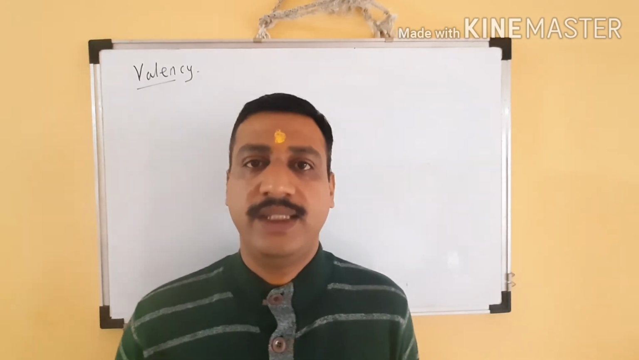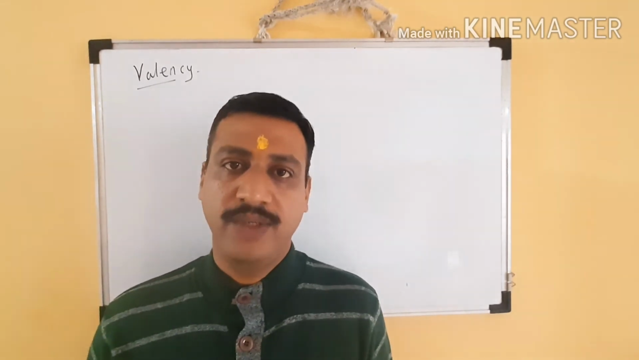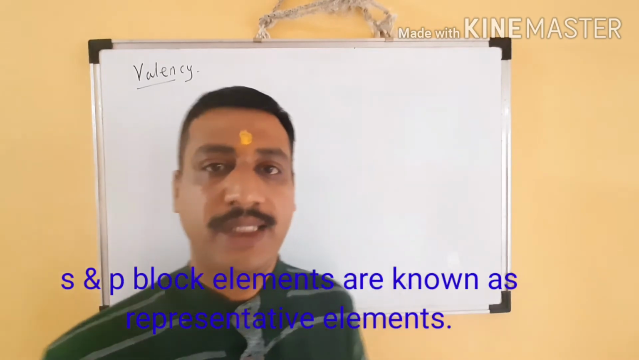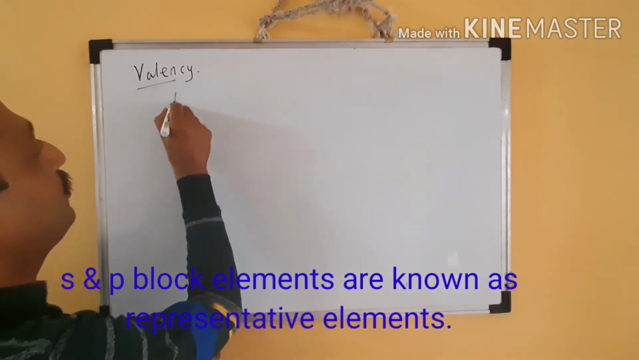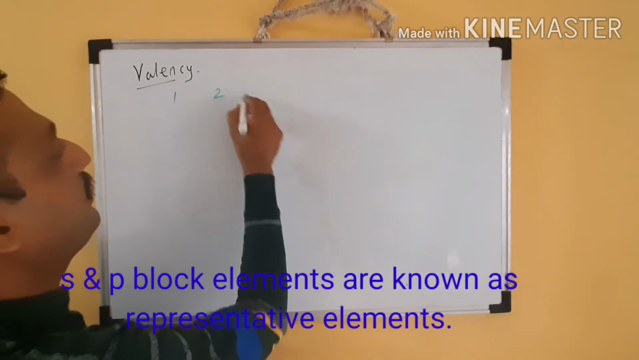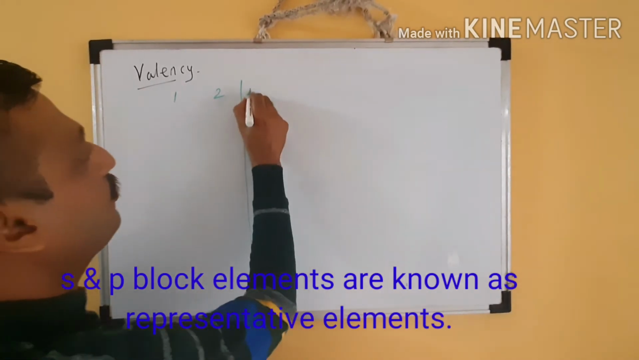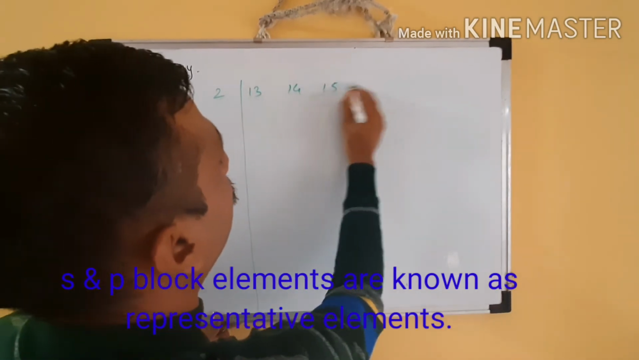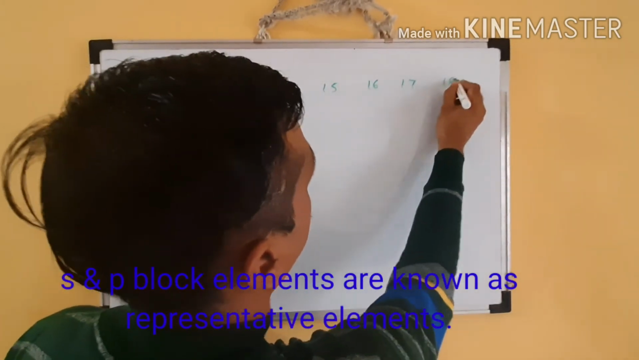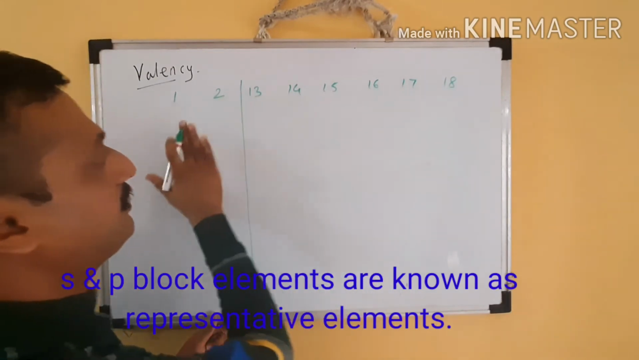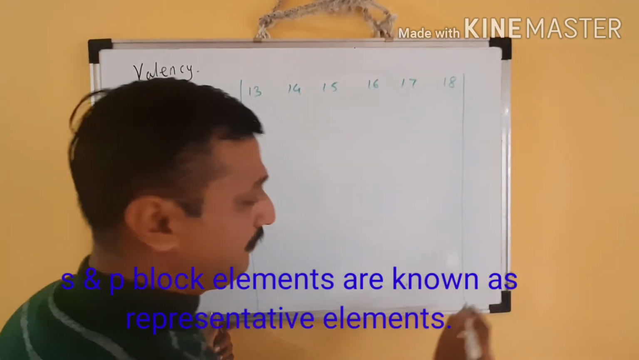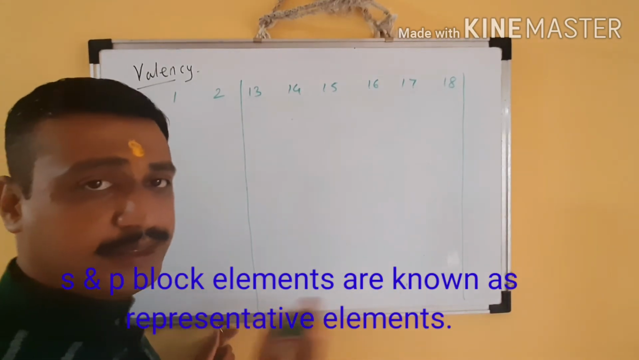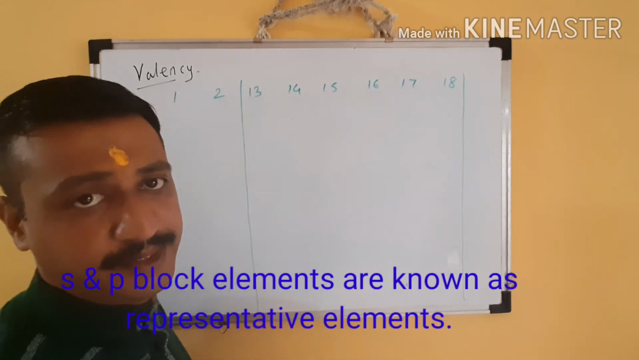And one more important thing: the concept of valency is applicable dominantly for the representative elements. Representative elements are the elements which belong to group number 1 and group number 2, that are the S block elements, and group numbers 13, 14, 15, 16, 17 and 18, which are the P block elements. S block elements are groups 1 and 2, P block elements are groups 13 to 18. These are the representative elements. For them, the concept of valency is dominantly applicable, isn't it?